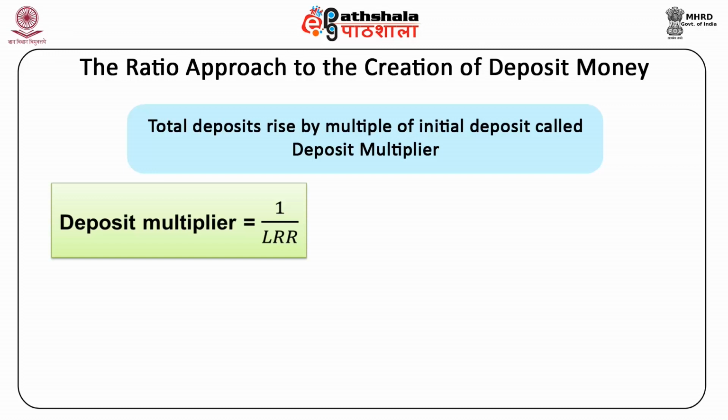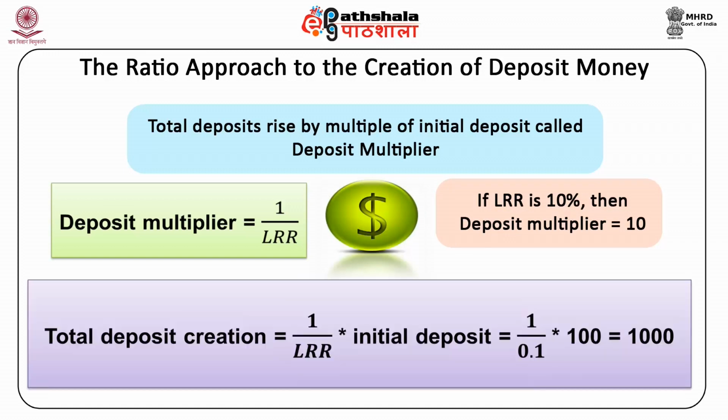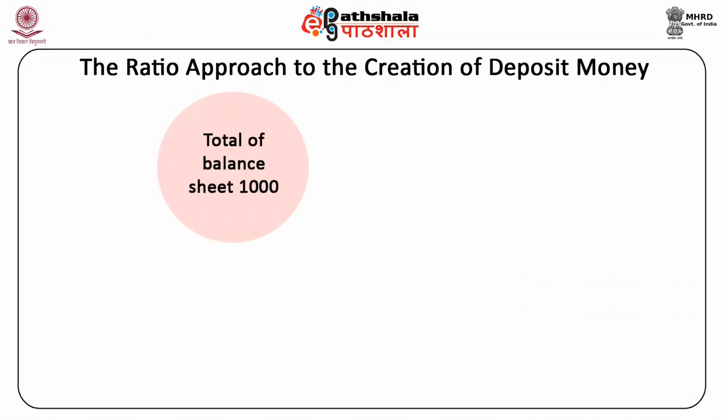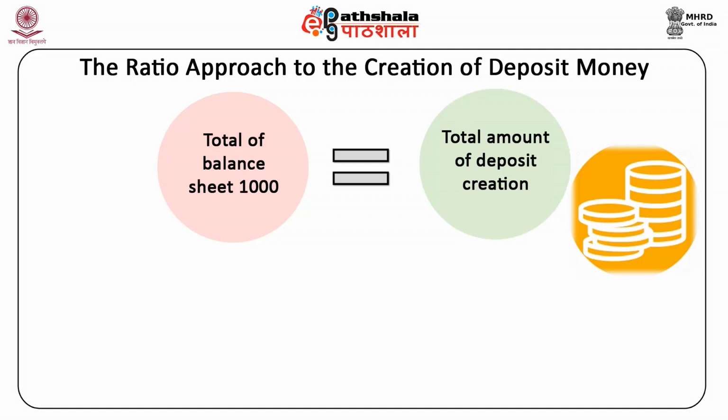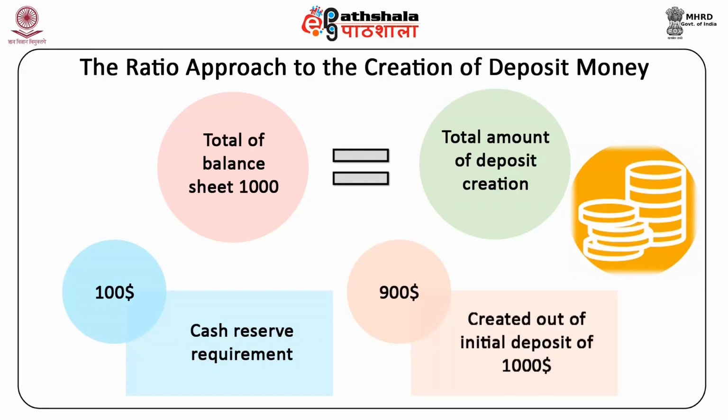In the above example, LRR is 10% or 0.1. So the deposit multiplier equals 1 by 0.1, which is equal to 10. Total deposits are 1 by 0.1 into 100, which is again equal to 1000. Thus, we saw that the total of the balance sheet is 1000, which is exactly equal to the total amount of deposit creation. Out of this, $100 is the cash reserve requirement and $900 is created out of the initial deposit of $100.